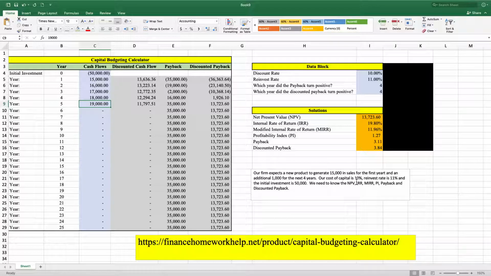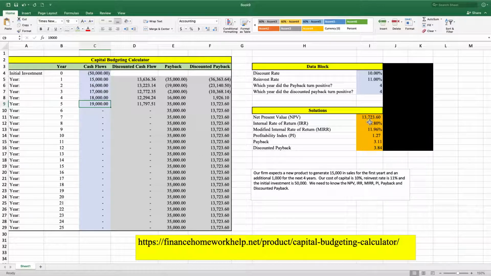And the company's cost of capital is 10%, so we put it here under the data block. And the reinvest rate is 11%, and we'll put it right here. And so what this will do, once we have all this information in here, it'll calculate what the net present value is of the product or the service.